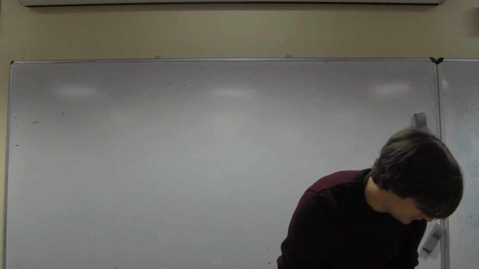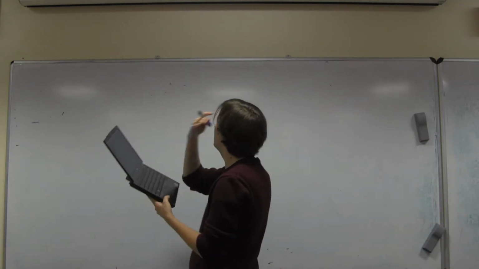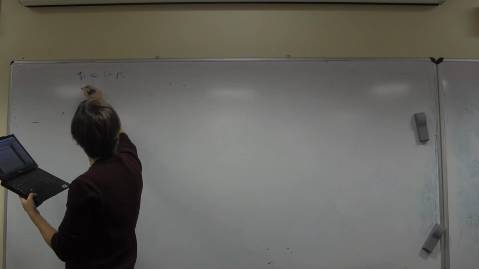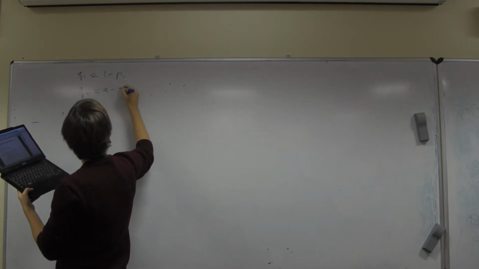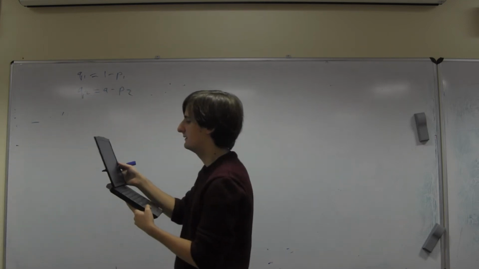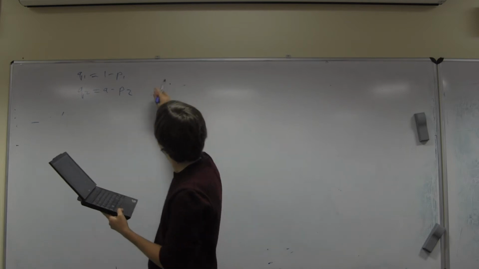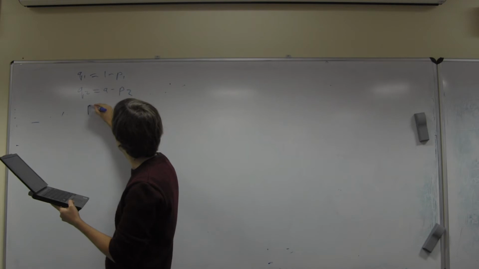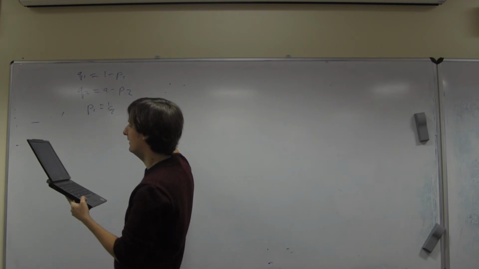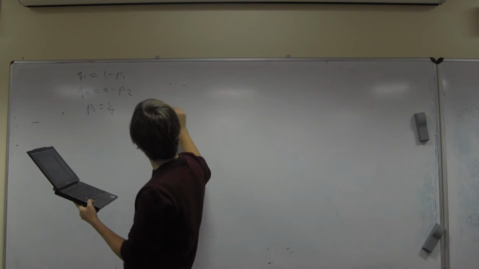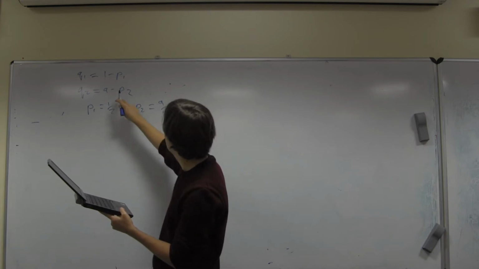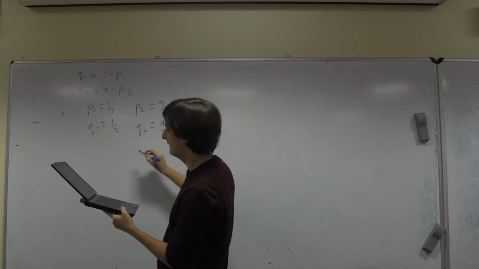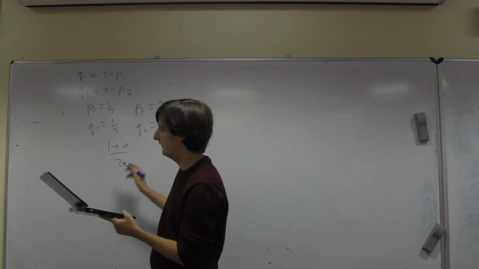So I'll write what the problem was on the board. We had 2 markets, each with a different demand curve. In the first market, the demand curve was 1 minus P1. In the second market, the demand curve was A minus P2. If you could discriminate, it's pretty easy to see that the optimal prices in the 2 markets are P1 is a half, which is what I did on the first slide, and P2 is A over 2. So the total quantities are a half and A over 2, and the total output is 1 plus A over 2. That was the first slide.